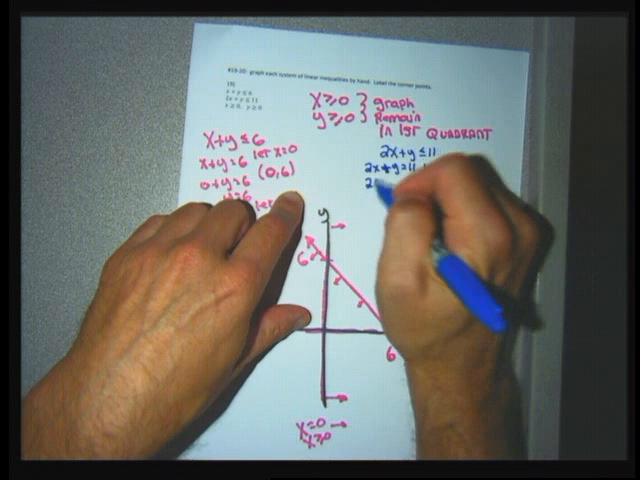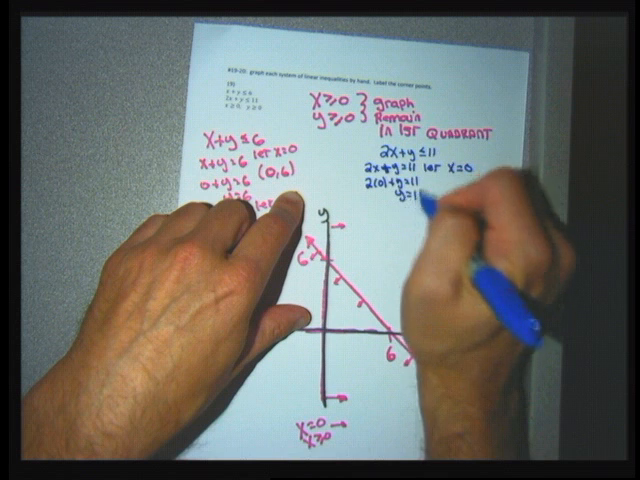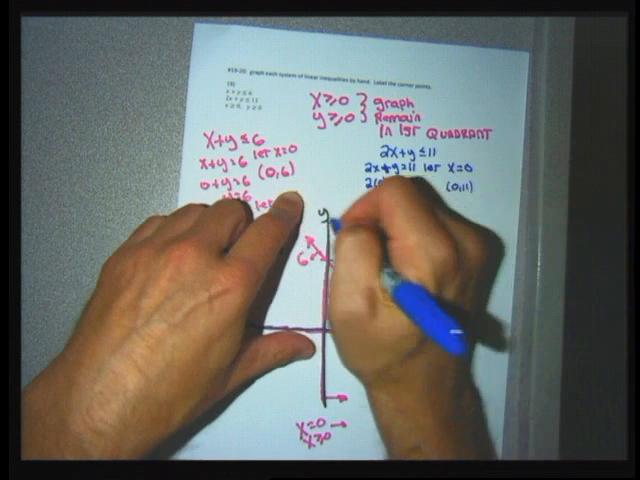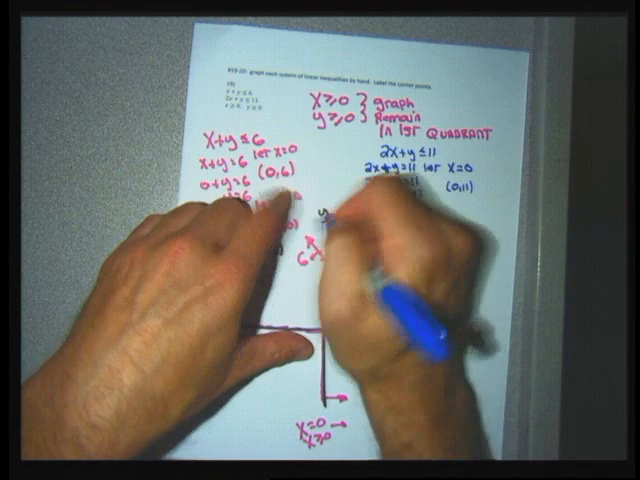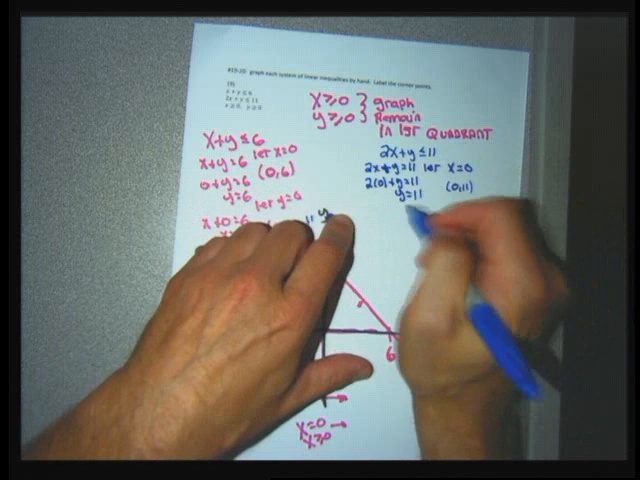I'll start off letting x equal to 0. Gives me 2 times 0 plus y equal to 11. That winds up with y equal to 11, which gives me the y-intercept of 0, 11, which is going to be up here somewhere, 11 on the y-axis. And then I'll do similar for the x-axis. I'm going to let y equal to 0.